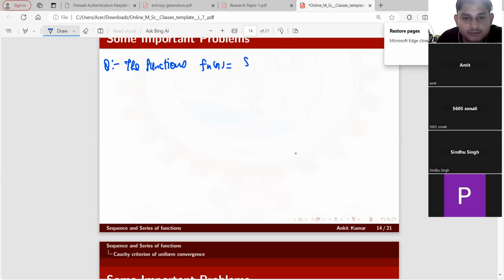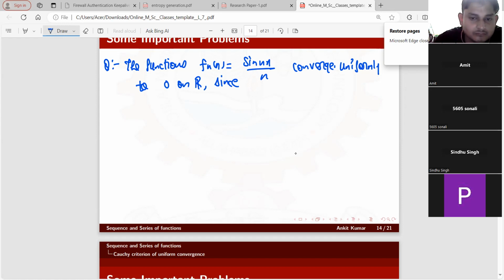The function f_n(x) = sin(nx)/n converges uniformly to 0 on R, since |f_n(x)| = |sin(nx)/n| is less than or equal to 1/n.